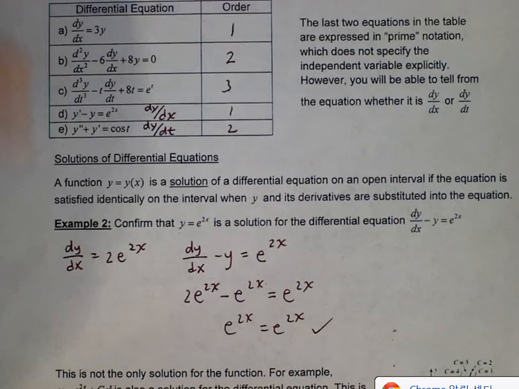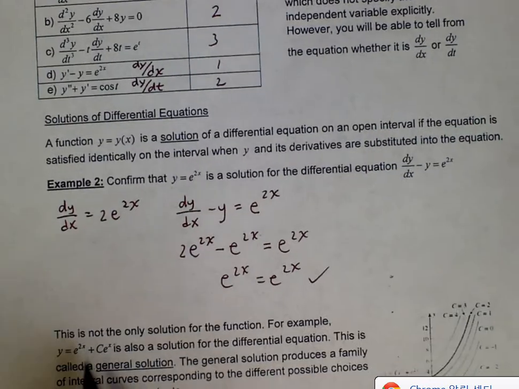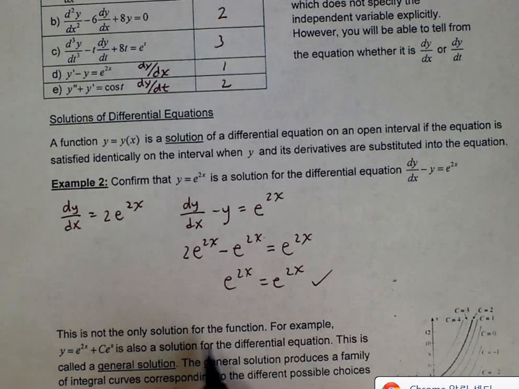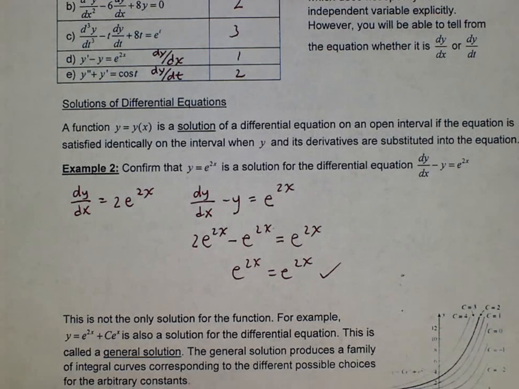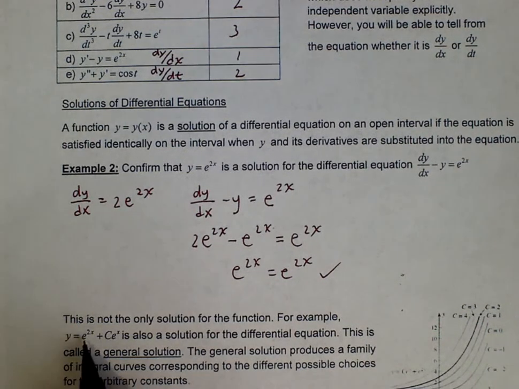If you take a look at this problem, this is not the only solution for the function. For example, y equals e to the 2x plus c e to the x is also a solution for the differential equation. We call this a general solution. When you have a general solution, you have some constants with it. So you'll have c, and sometimes if there's more than one, they'll call them c1, c2, c3.